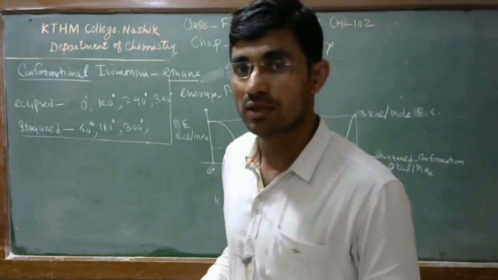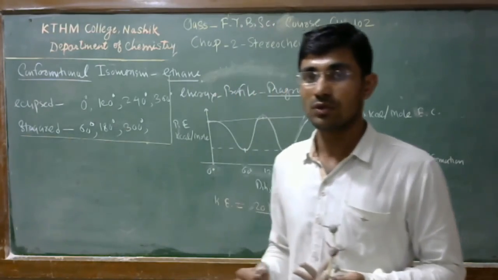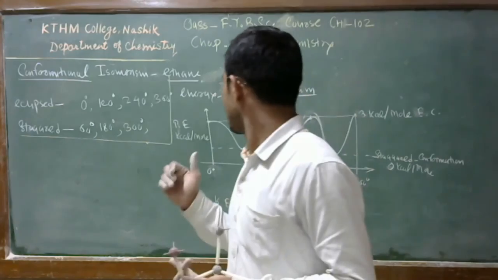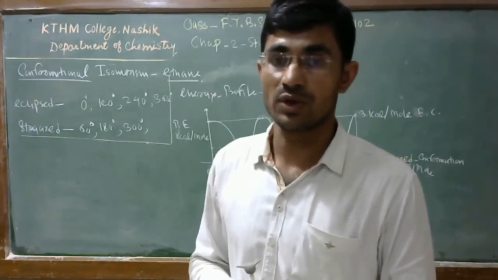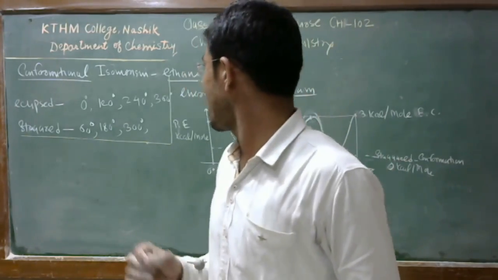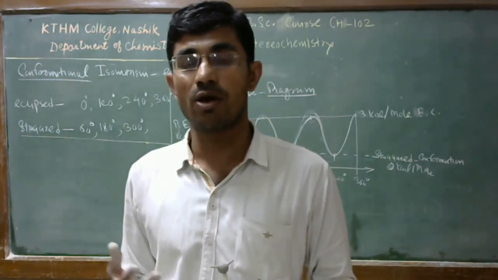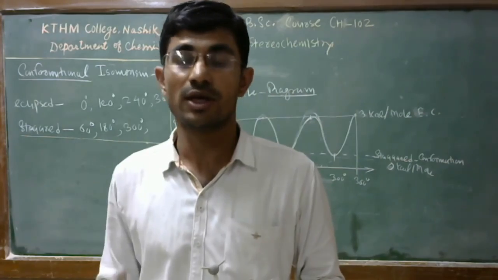So in this way we can observe these things from the energy profile diagram. So this is all about conformational isomerism in the ethane molecule. In the next lecture we are going to discuss conformational isomerism in the n-butane molecule.